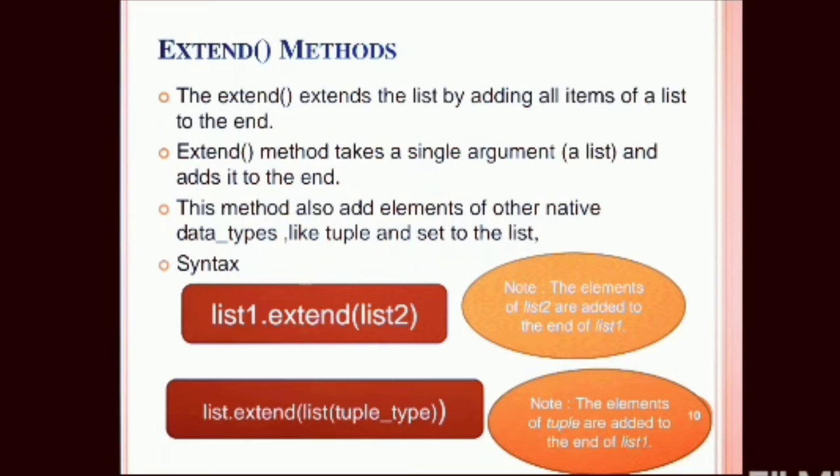Then list extend with list and tuple types. There are two important notes: first one, the elements of list 2 are added to the end of list 1, and second one is the elements of the tuple are added to the end of list 1.